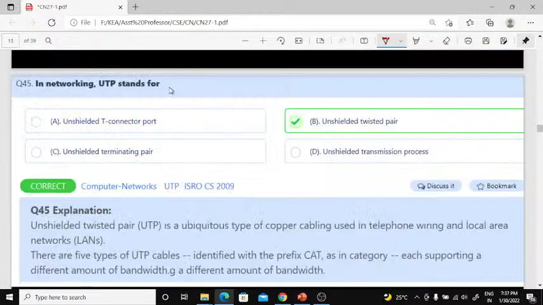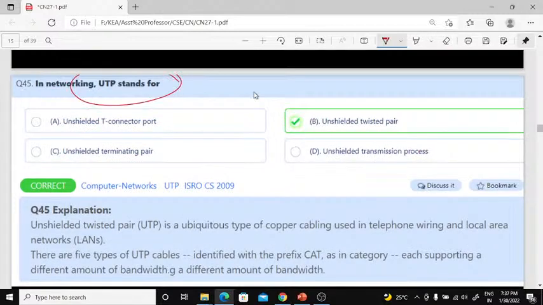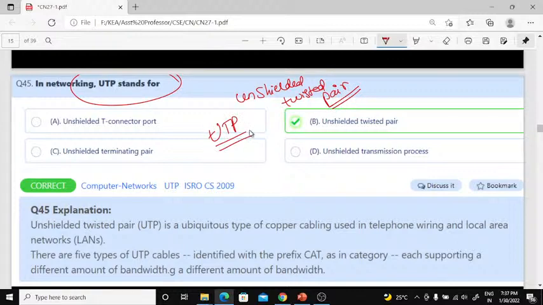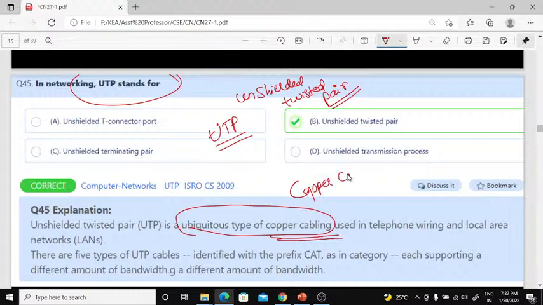In networking, UTP stands for unshielded twisted pair. It is a ubiquitous type of copper cabling that is used in telephone wiring and local area networks. That is UTP, unshielded twisted pair.